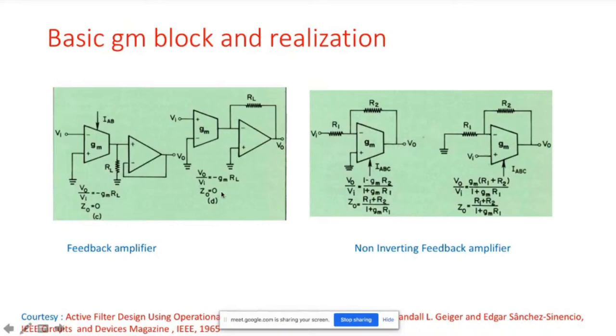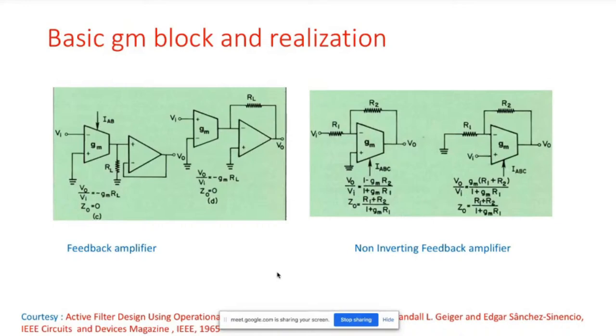So you can use it as a simple amplifier, but what is required is for GM to be considered large. Accordingly, I can calculate Zin and Zout. For further reference for these kinds of simple circuits, refer to the paper Active Filter Design Using Operational Transconductance Amplifiers by Randall, Geiger, Sanchez-Sinencio, which was very popular in 1965. It's available in IEEE. There are many circuits similar to this.